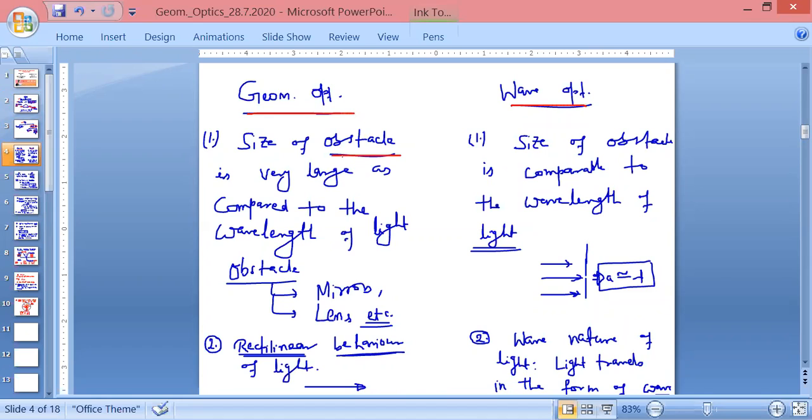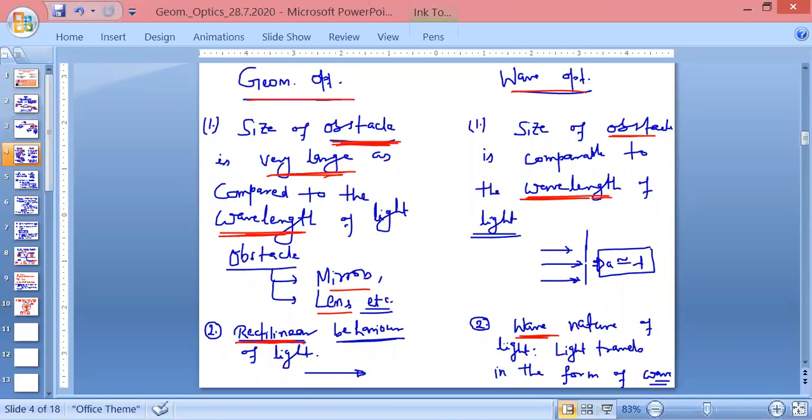In case of geometrical optics, the obstacle size is very large compared to the wavelength of the light. Like obstacles are either mirror, lens, prism. Okay. In wave optics, the obstacle size is comparable to the wavelength of the light. And in case of geometrical optics, we study the rectilinear motion of the light, and wave optics deals with the wave nature of light. Wave nature of light means what? Light travels in the form of wave.